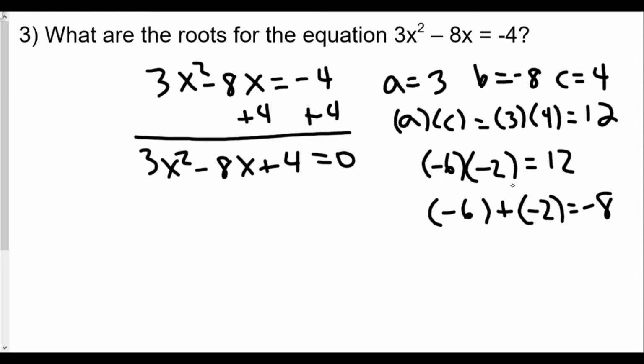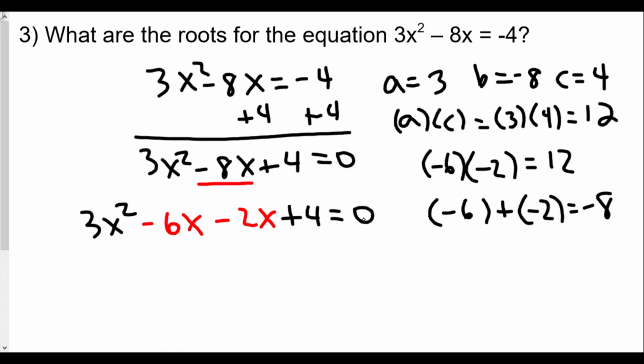Now, unlike with factoring before, in this case we're going to rewrite the negative 8x in the middle as the following. We get 3x squared, and instead of negative 8x, we put in negative 6x minus 2x, and then plus 4 equals 0. Because negative 8x is negative 6x minus 2x. Okay, so why do this? We're going to factor by grouping. Okay, so now we factor by grouping.